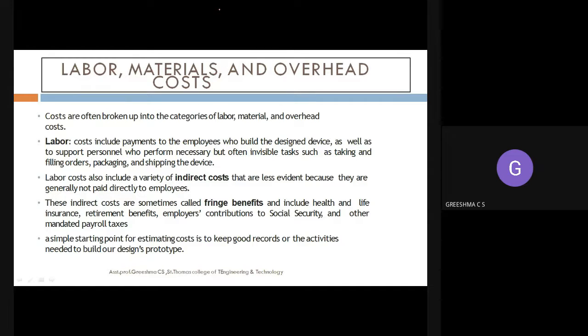So labor costs include a variety of indirect costs that are less evident because they are not generally paid to the employees. These indirect costs are sometimes called fringe benefits and include health and life insurance, retirement benefits, employers' contributions to social security, and other mandated payroll taxes. A simple starting point for estimating costs is to keep records of activities needed to design our design's prototype.